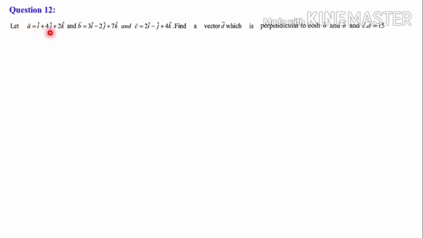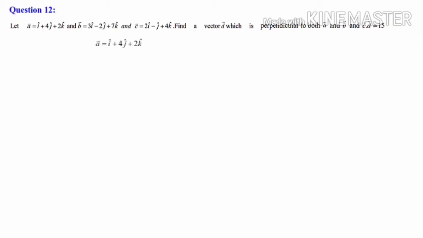Let vector A be equal to i cap plus 4j cap plus 2k cap, vector B equal to 3i cap minus 2j cap plus 7k cap, and vector C equal to 2i cap minus j cap plus 4k cap. Find a vector D which is perpendicular to both A and B, and C dot D is equal to 15. Here three vectors A, B and C are given to you. You have to find another vector D. The property of D is that it is perpendicular to both A and B. And one more condition, C dot D is equal to 15.